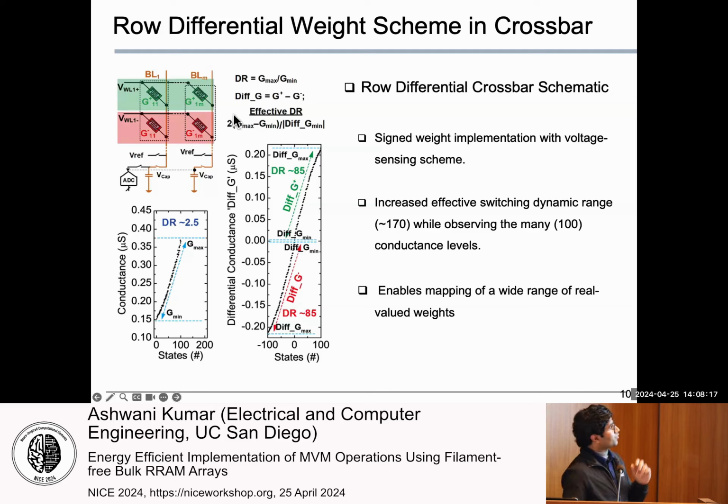However, the major advantage of this scheme is that it increases the effective dynamic range of our devices, which really helps enable the mapping of a wide range of real valued weights on a crossbar architecture.